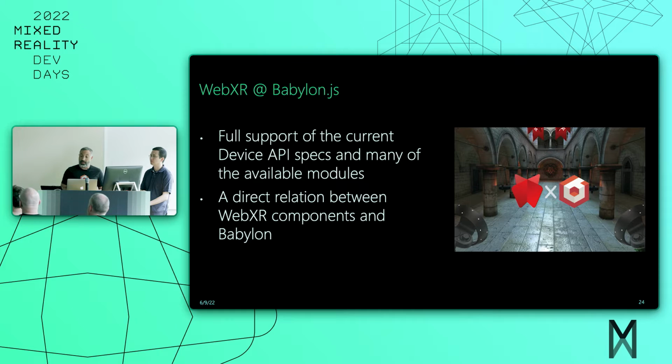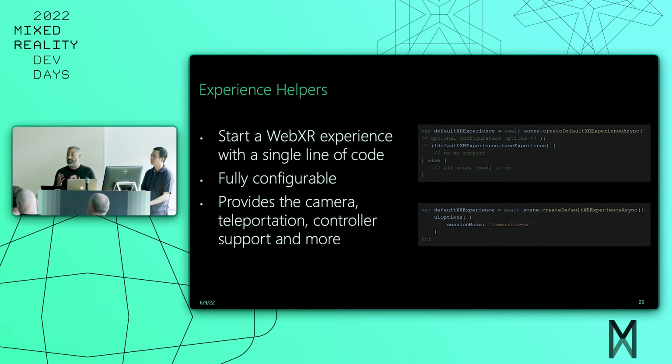Babylon introduced the WebXR Experience Helper. It's a way to start with a single line of code, a VR or AR experience. It's fully configurable. It includes a WebXR camera, input and controller support, pointer emulation for WebXR, teleportation, enter and exit button, everything you need to start an XR session on the web.